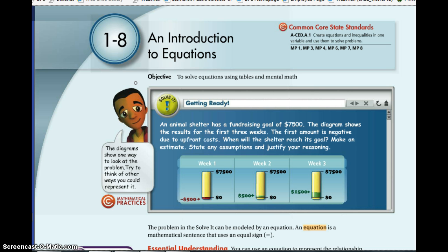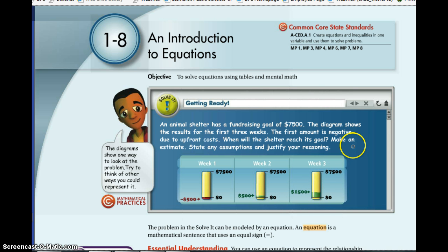So this very first problem, this getting started problem, we're analyzing a pattern. We have an animal shelter that's doing a fundraiser, and they want to earn $7,500. Because of startup costs, they actually start at negative $500. Each week, you can analyze the pattern. From week 1 to week 2, hopefully you can notice that they gained $1,000. From week 2 to week 3, they gained $1,000.